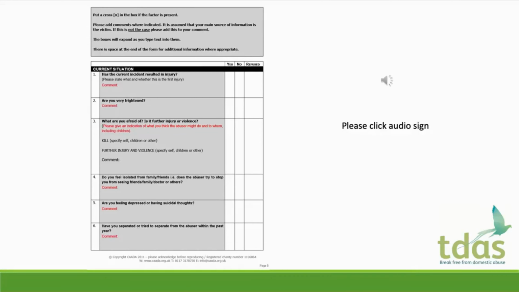Question 4. Do you feel isolated from family or friends? Does the abuser try to stop you from seeing family, friends, doctors, other people? It is important to consider in this question that the victim may not have been physically prevented, but this question helps you to consider elements of controlling behaviour. For example, the victim may say, yes, they never let me visit my family and I was not allowed to go to the doctor on my own. Or they may say no, but he or she always got annoyed when my mum visited and in the end my mum stopped visiting.